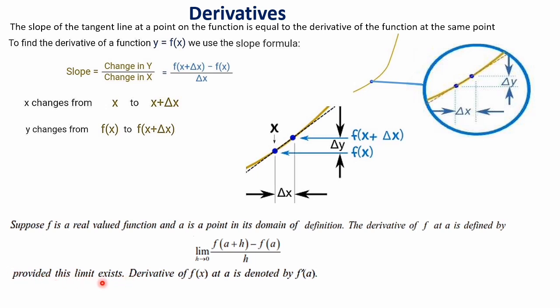We know the condition from the previous classes we have discussed. Limit exists means the left hand limit and the right hand limit should coincide. The derivative of f of x at a is denoted by f dash of a. Derivative is represented with a dash symbol, f dash of a, because a is the given point. The derivative of f at a is denoted by f dash a.